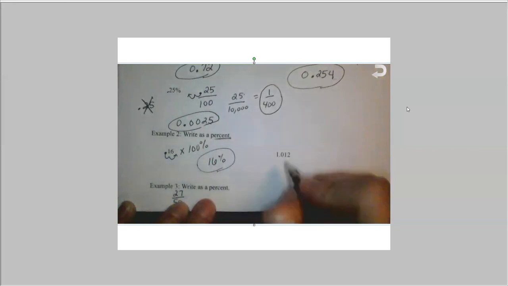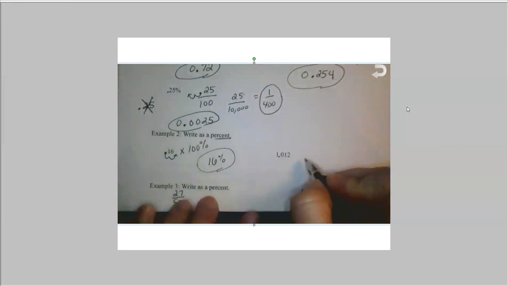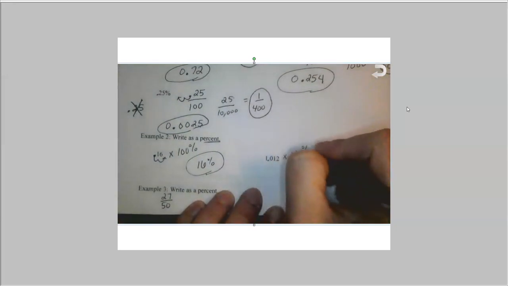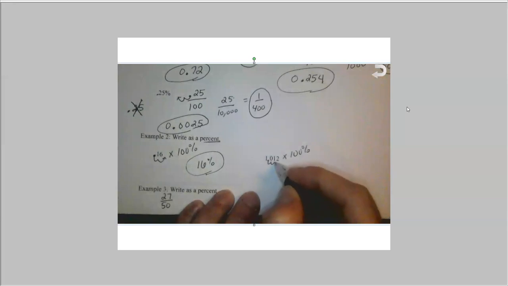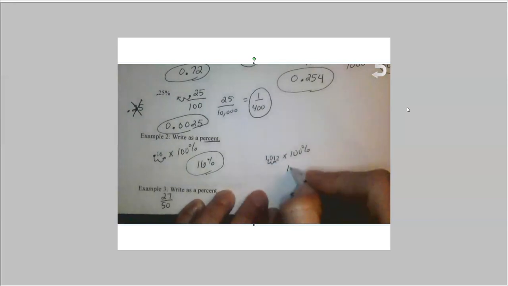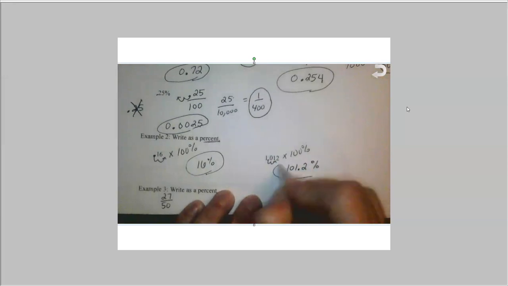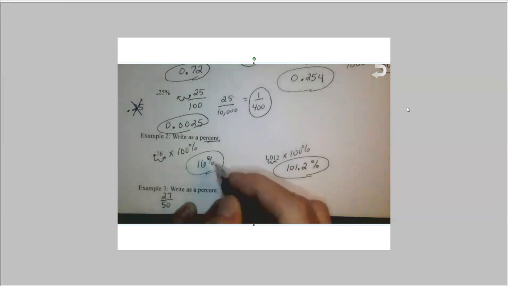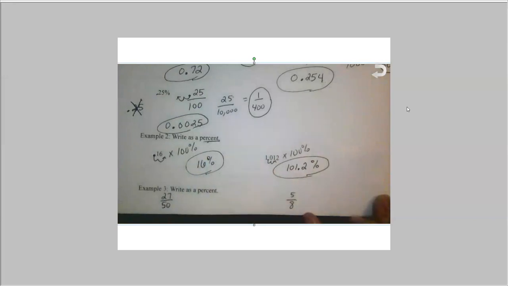Okay, 1.012. If I want a percent, I have to multiply by 100. That shifts my decimal 2 spaces to the right. So that's 101.2%. Don't forget to label your percent. That's a big deal. If it asks for a percent, make sure to give your answer as a percentage. But do not tag on that percent if the question wasn't asking for a percent.